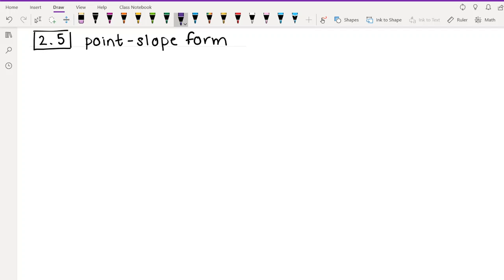Hi everyone. So in this video, we're going to wrap up our discussion of lines and linear functions by talking about a new way to write down the equation of a line. So far, we have been writing equations of lines in what is sometimes called slope-intercept form.